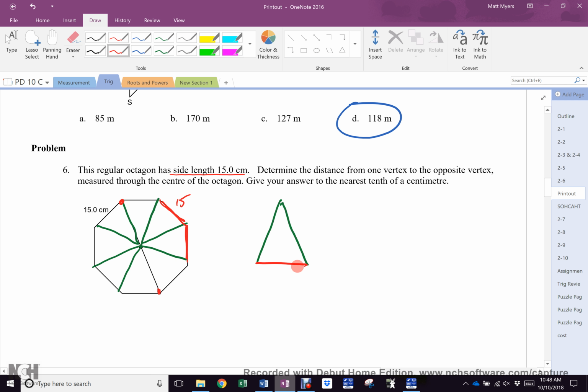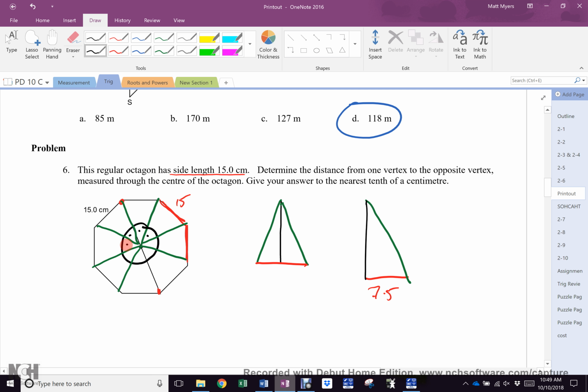Don't I? Can I do trig there? No, I have to make a 90. What does that do to that triangle? Cuts it in half. What does 15 become? Now I have this. 7.5, yes? Excellent.